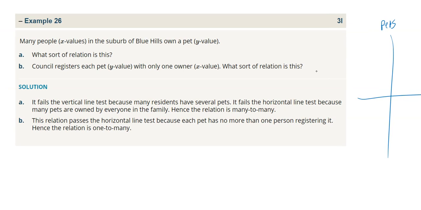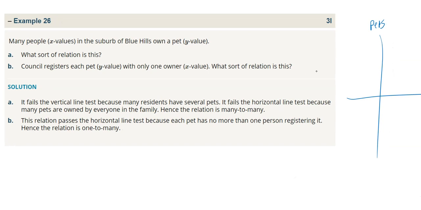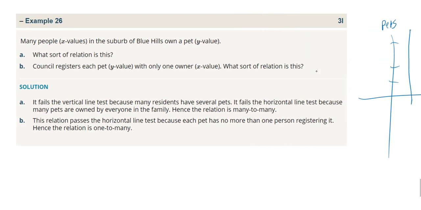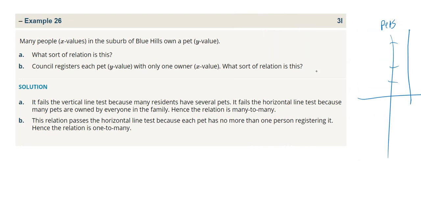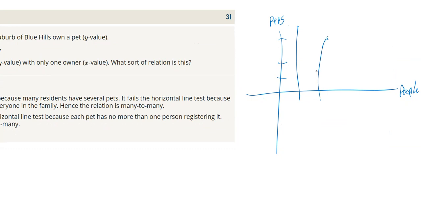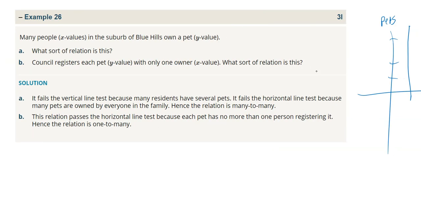So it fails the vertical line test because many residents have several pets. So we could have a pet here, here, and here, and just one person having that sort of thing. It's hard to draw a graph of that, but anyway. It fails the horizontal line test because many pets are owned by everyone in the family, so many. So it fails the vertical line test and the horizontal line test because this person over here could also have the same pets. You've got 3 people in the family, if they all claim that those pets are theirs, anyway, many to many.